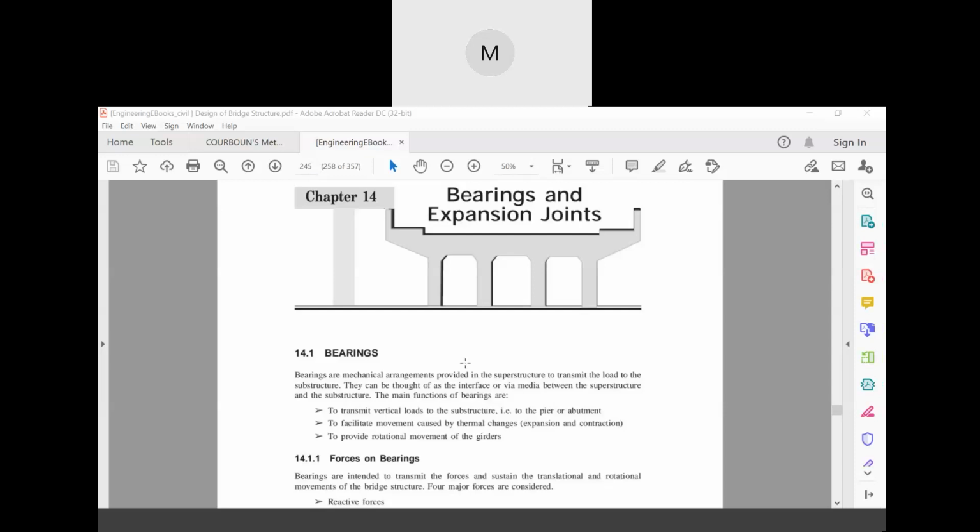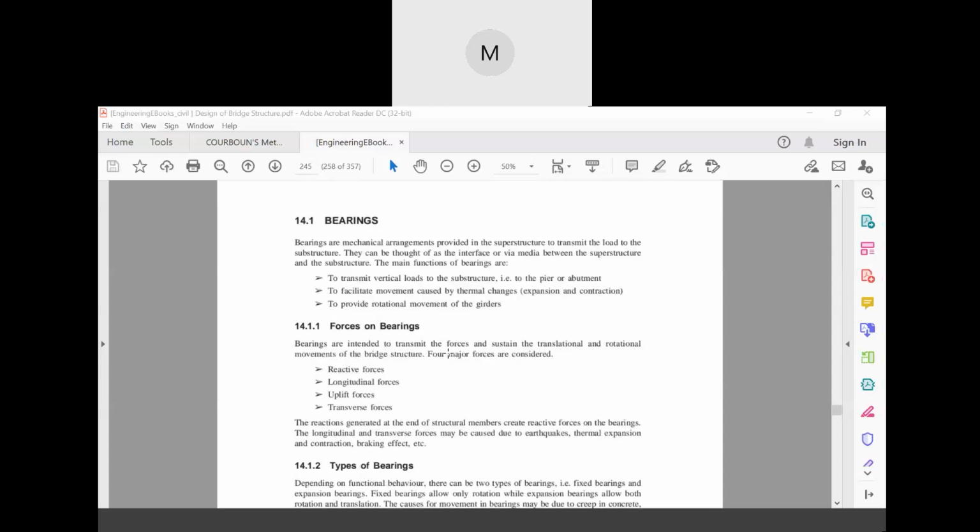Now, what is the function of bearings? To transmit the vertical loads to the substructure, that is, to the pier or abutment, and to facilitate the movement that is caused by thermal effects. That means first of all, the loads of the superstructure, the vehicle moving load, whatever live or dead, that load is to be transferred to the substructure. So it will be transferred by bearings.